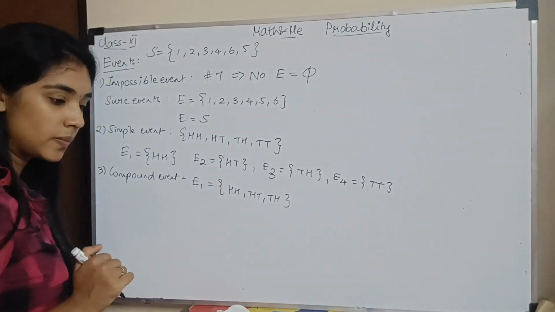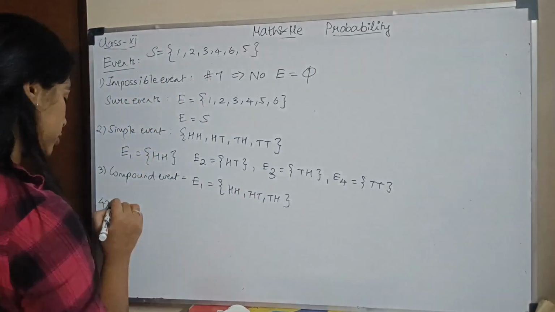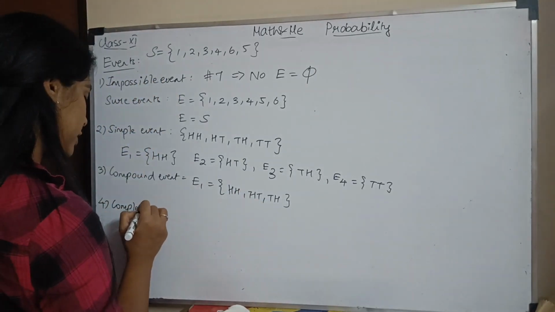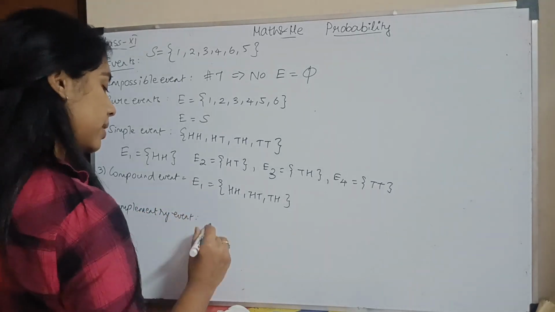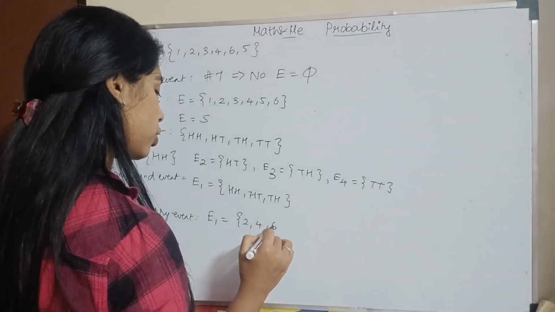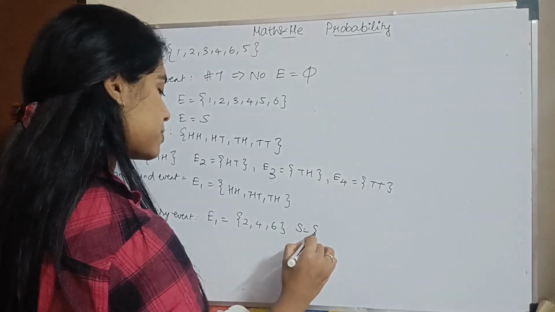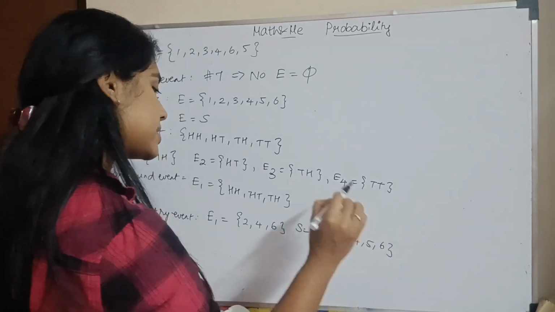Okay? Then I have a complementary event. Complementary event na enna artham? So for example, when you roll a die and you have to get only the even numbers. So I have E1 to be 2, 4, 6. What is my actual sample space? 1, 2, 3, 4, 5, 6.